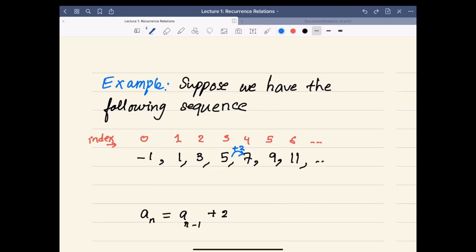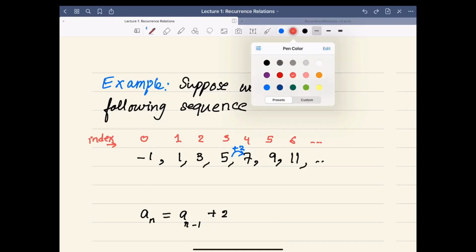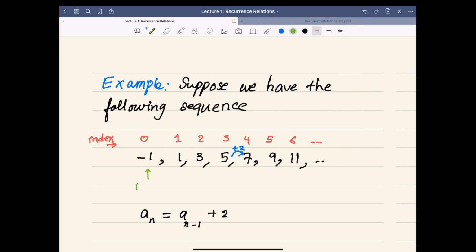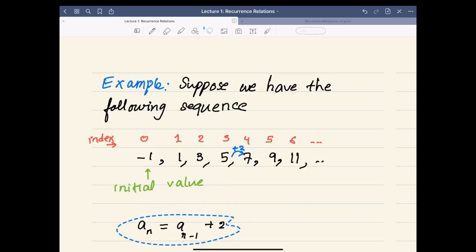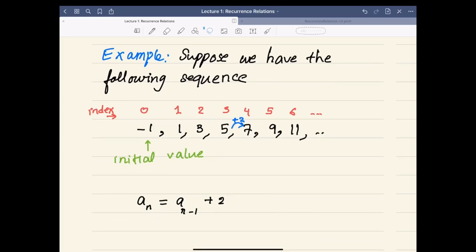This is called the initial value. I need to describe the first one outside this equation. We cannot just include it because we cannot apply the equation to the first number. So I will start by saying that A0 is given separately, which is equal to -1.